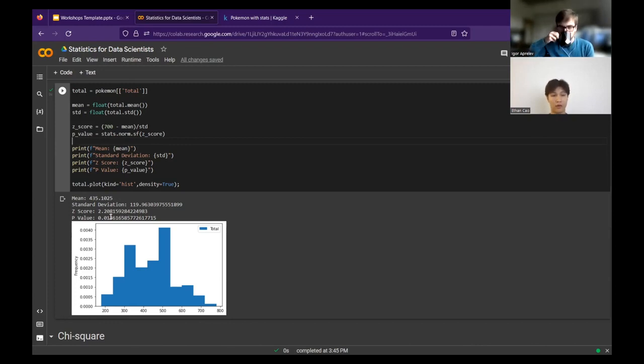p-value is 0.01. That means that if this was to have occurred by chance and it was completely random, there would only have been a 1% chance that it would have fallen where it did, which means that this Pokemon with a 700 stat total was probably not randomly chosen from the, what's it called? From the distribution of all Pokemon, because that's a pretty low total.